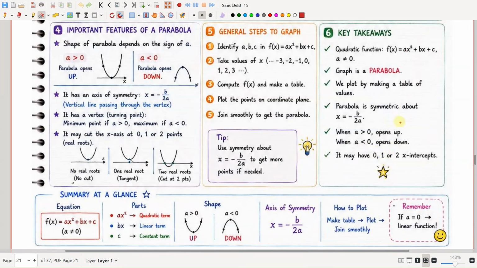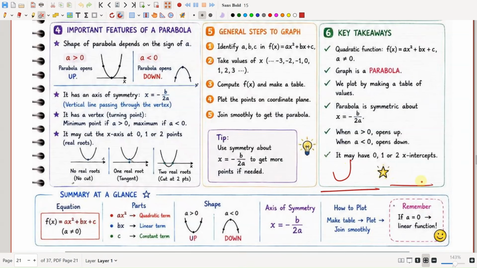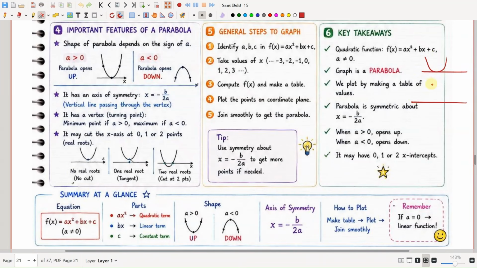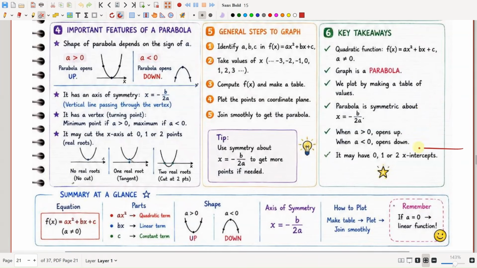Okay, and a parabola may have 0, 1, or 2 intercepts. So if you are having 0 intercepts, then there will be no real roots. Okay, and if there is only this touch and go, then it will be one real root. And if it is like this, then there will be 2 real roots.